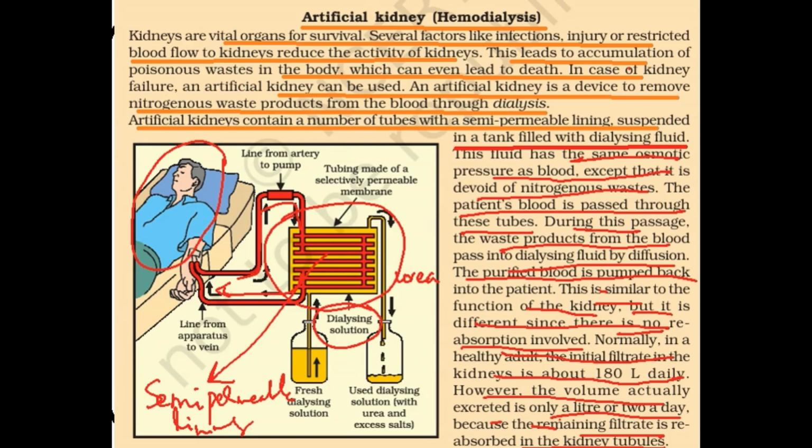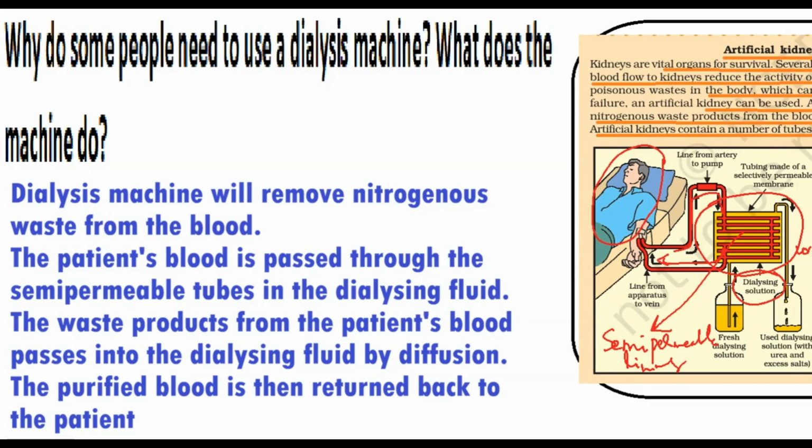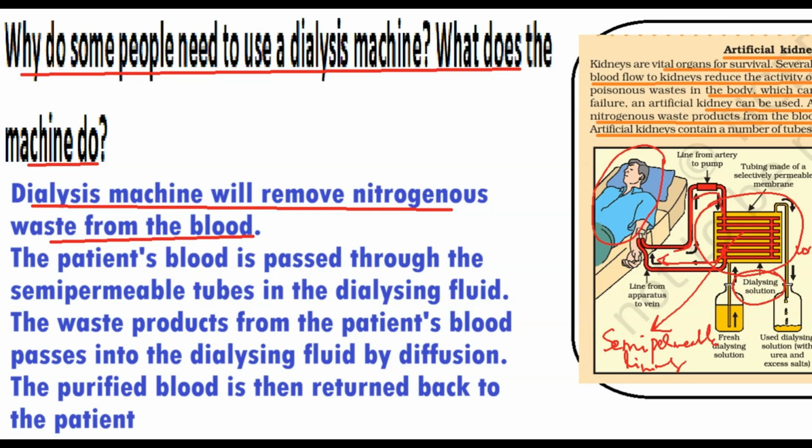So from all these, questions can be asked. We'll see what are the questions. This is one kind of question. Why do some people need to use a dialysis machine or artificial kidney? What does the machine do? So dialysis machine will remove nitrogenous waste from the blood. For this you will get 1 mark.